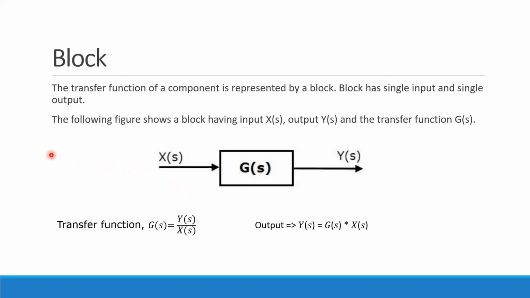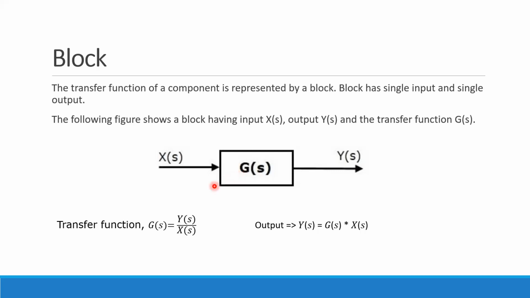What is the meaning of a block? The transfer function of a component is represented by a block. Whenever a single component is considered and that single component is represented by a block, that means we are representing the transfer function of that single component. And this G of S is nothing but the transfer function.